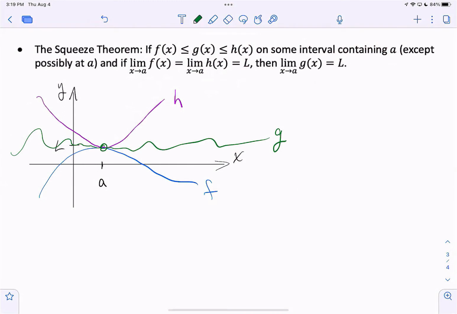We don't care what's actually happening at A. Any of these can have a discontinuity at A or a little hole in the graph. Makes no difference at all. We're talking about how the graph is tending as x approaches A from the left and from the right. In a nutshell, that's the Squeeze theorem. Now let's see how this is applied.